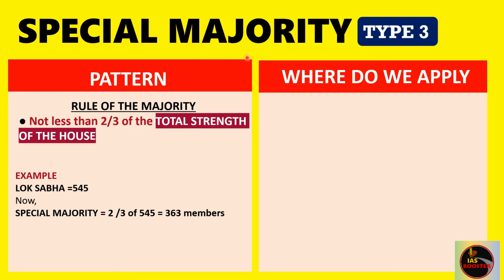There is nothing such as type 1, 2, 3 mentioned. I'm just mentioning it for the sake of easy understanding. So this is about not less than 2/3 of the total strength of the house. And please, if you don't understand, look at the example very carefully. You might understand it very easily. So let's understand where we apply this type of special majority. It is used in the impeachment of the president. If you want to impeach the president, you must have 363 members in the Lok Sabha, or in the Rajya Sabha you have to have 2/3 of the total strength of 245 for that matter, or you can say 250, but for the sake of practical understanding say 245.